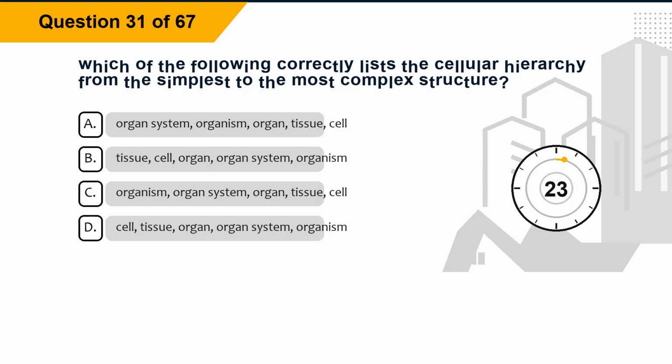Question 31. Which of the following correctly lists the cellular hierarchy from the simplest to the most complex structure? Option A, organ system, organism, organ, tissue, cell. Option B, tissue, cell, organ, organ system, organism. Option C, organism, organ system, organ, tissue, cell. Option D, cell, tissue, organ, organ system, organism.